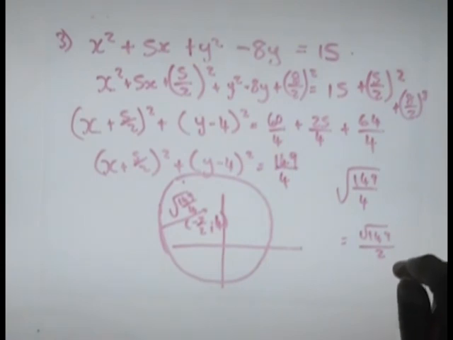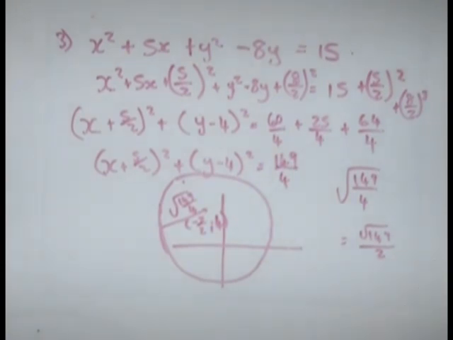If you can find factors of 149 that can be squared, you're welcome to do that. I'm going to have a go at that. 149 divided by... now there's no factors that I can come to, so leave it as root 149 over 2.